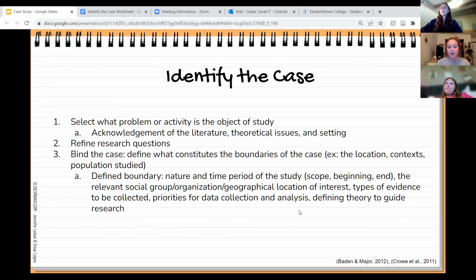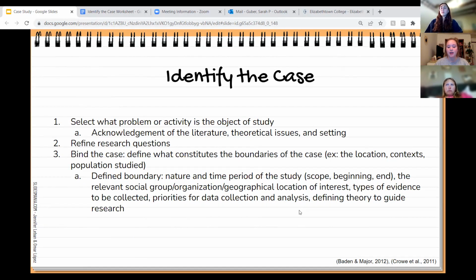So to identify the case, you want to select what problem or activity is the object of your study. To do this, you're going to look at the current literature, theoretical issues, and the setting that you want to do your study in. And then you're going to refine your research questions and then bind the case. As we were talking about earlier, case studies are bounded.